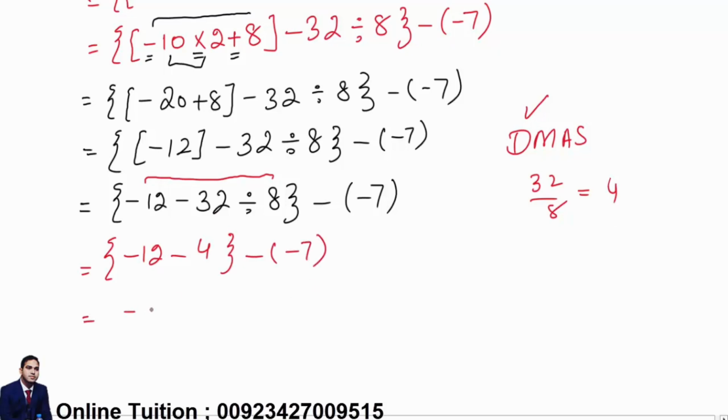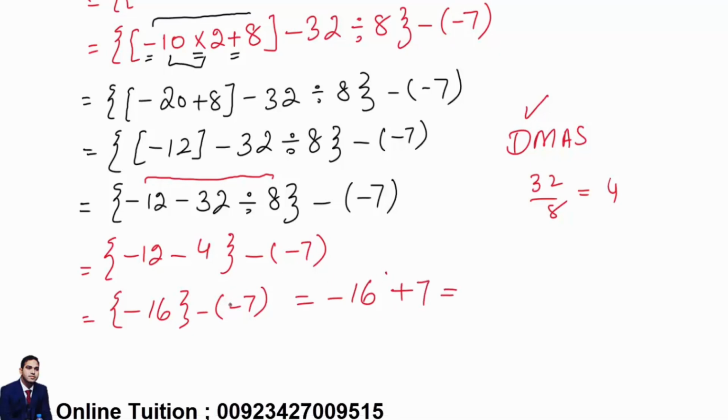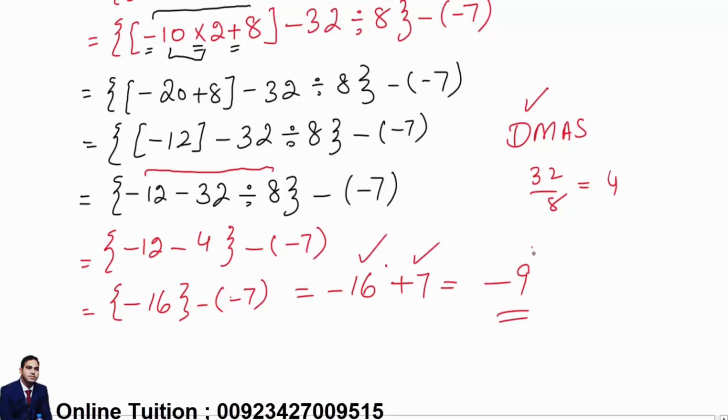again this is negative 16. Now this is negative 7. So negative 16 plus 7, this is negative plus, and your answer will be negative 9. Your answer is negative 9.